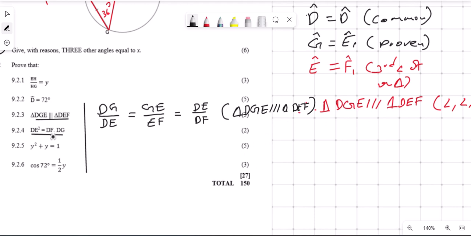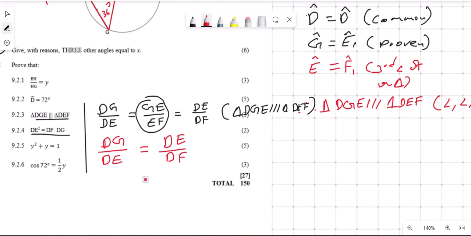Now you come back to this. What do we need? We need double E. Do we have GE here? No, there is no GE, so this one is out. Then you go and say DG over DE is equal to DE over DF. Difficult? No.